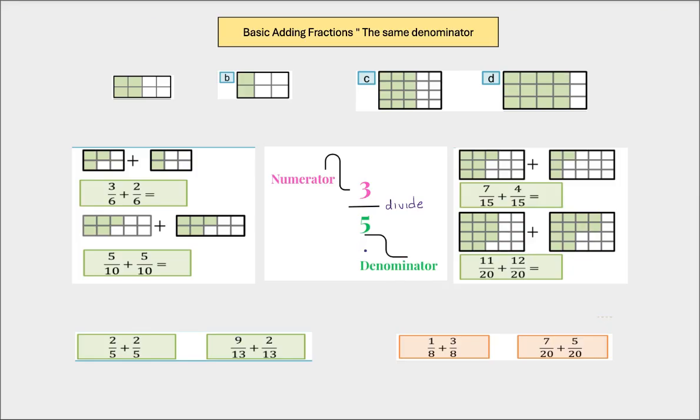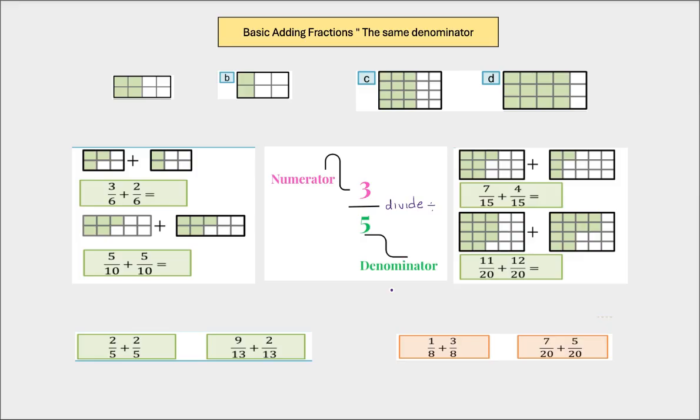This is a fraction. A fraction is a divide sum. The numerator is the top part of the fraction and the denominator is the bottom of a fraction. So numerator top, denominator bottom. So this is all with the same denominator. They're all going to have this bottom number the same. Starting this out really simple.